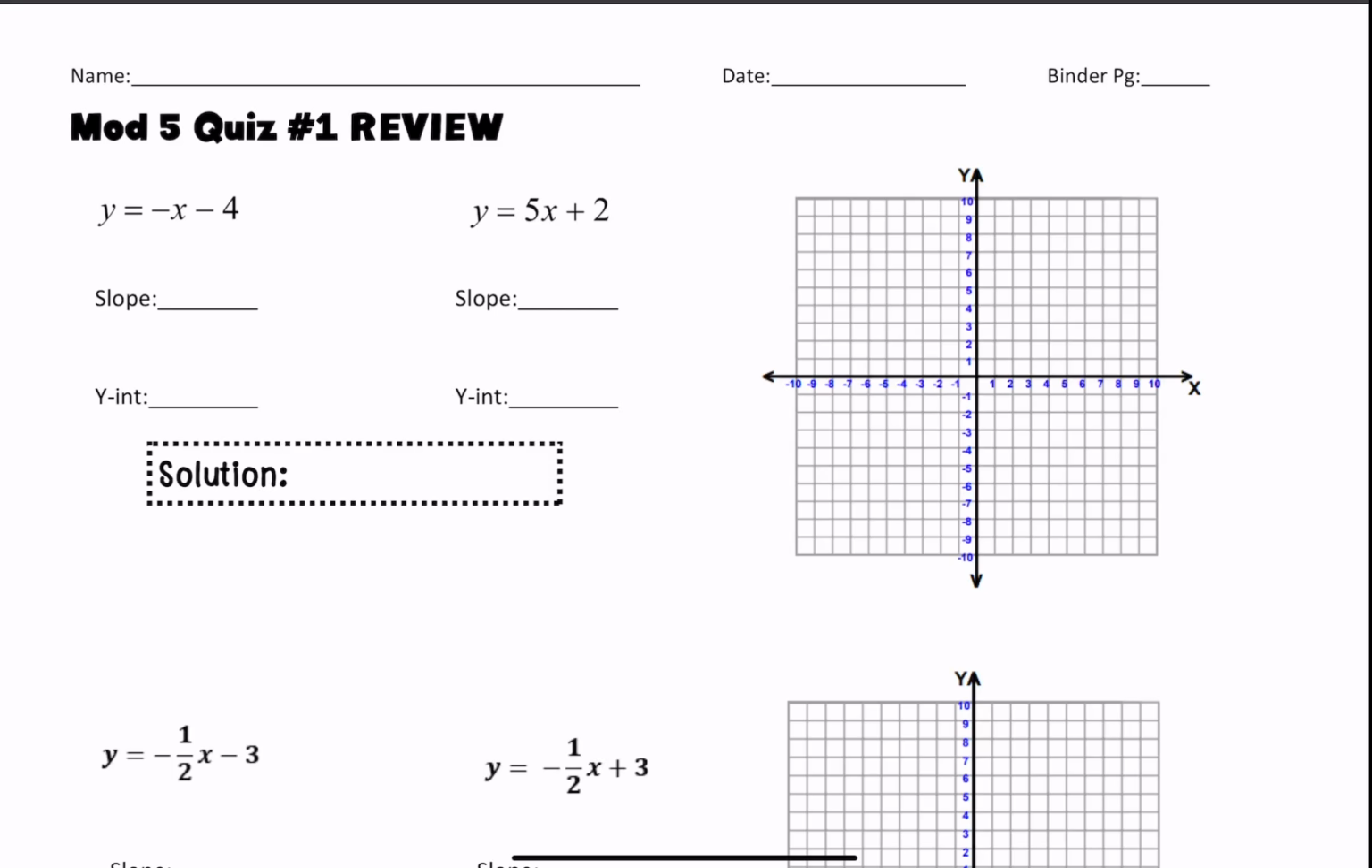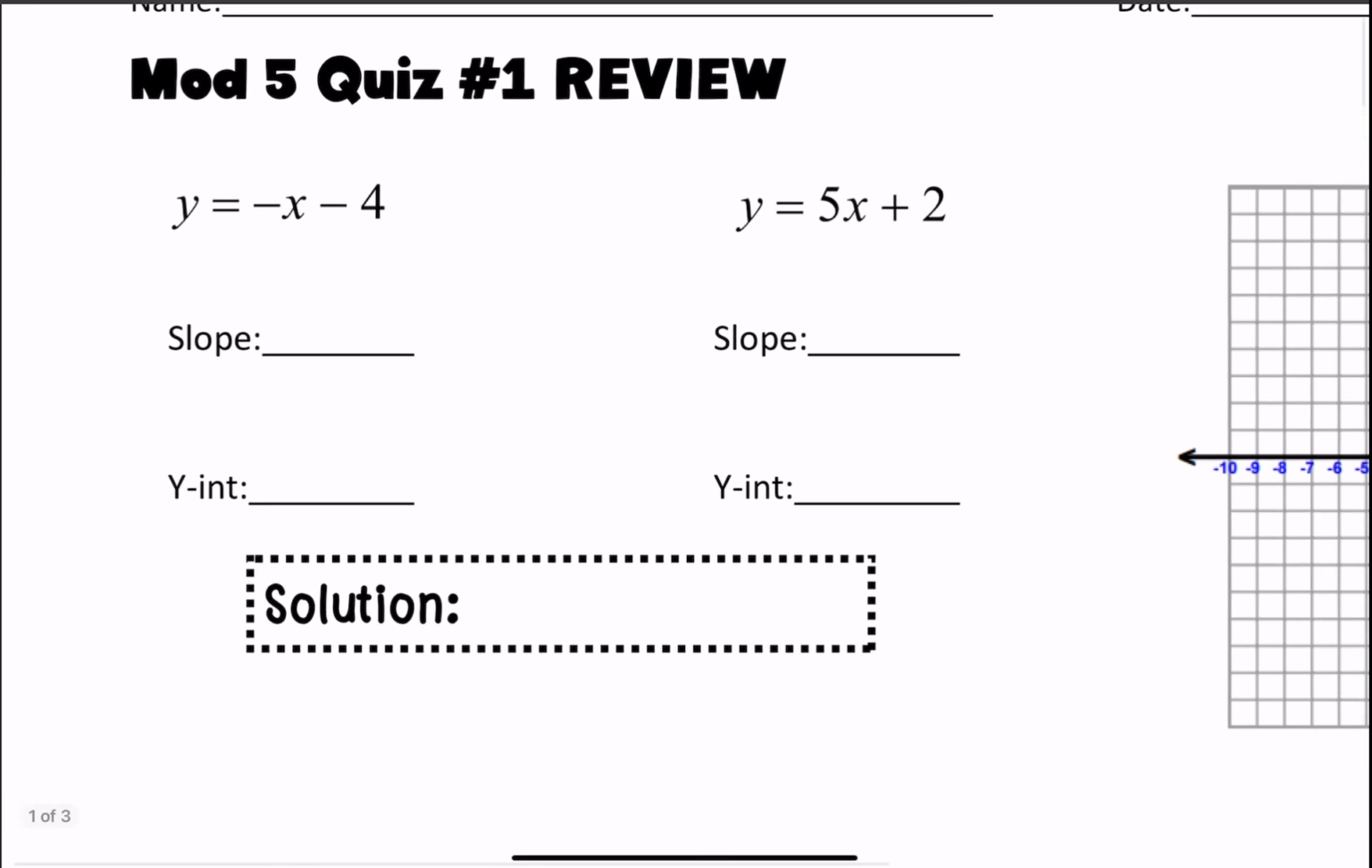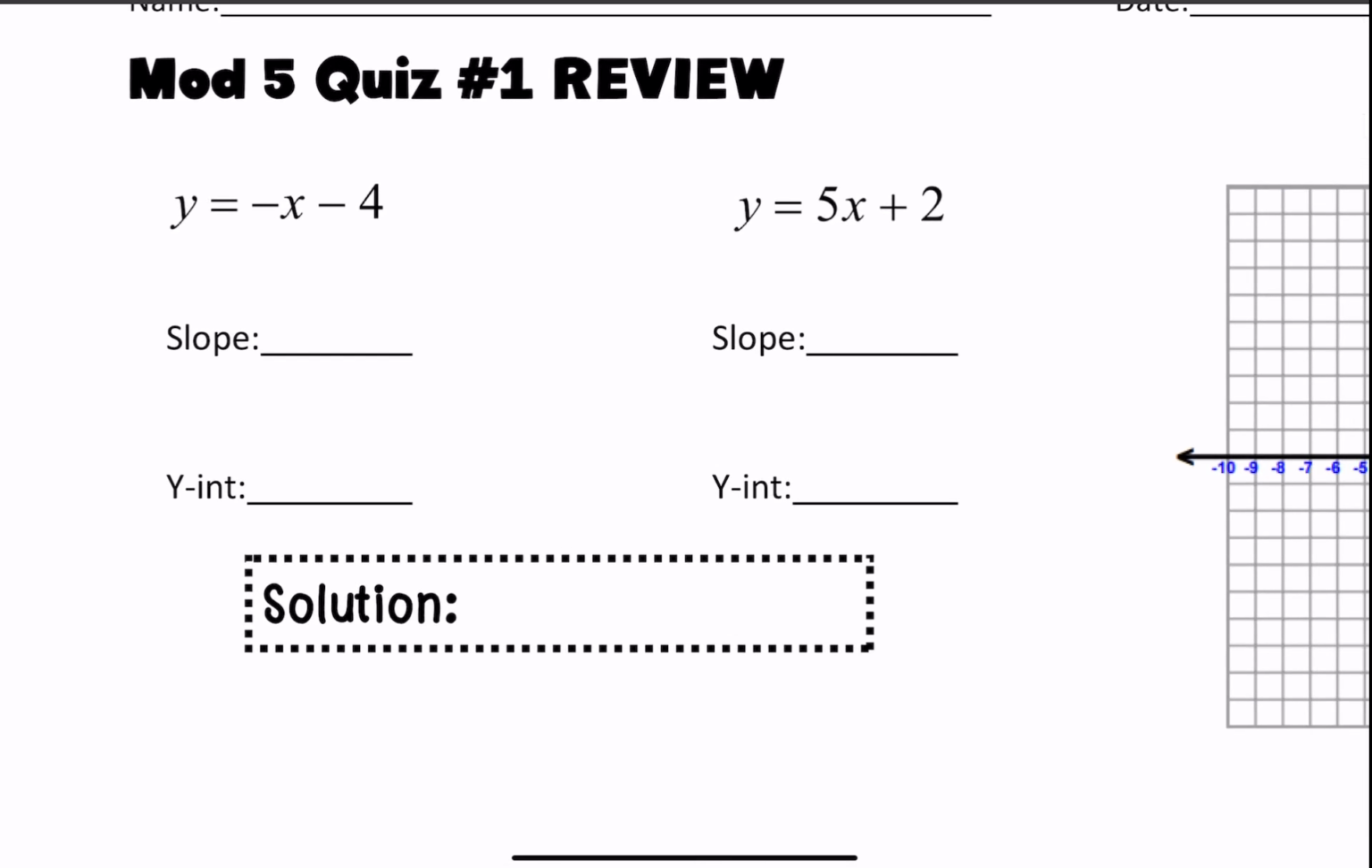All right, everyone, so here's the review for Module 5's first quiz. I'm going to do one problem from each section, but I'll give you the solutions that you should get, okay? So let's look at this first one here. We have y equals negative x minus 4, and then we have y equals 5x plus 2.